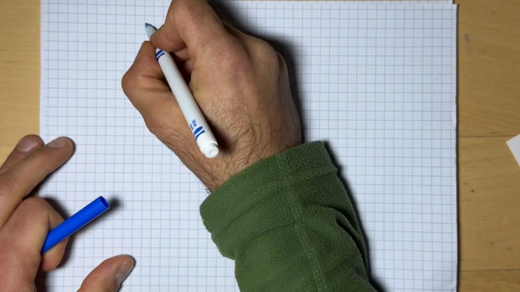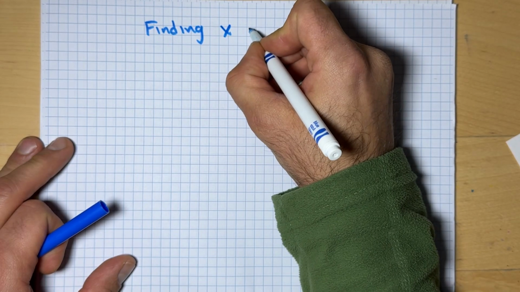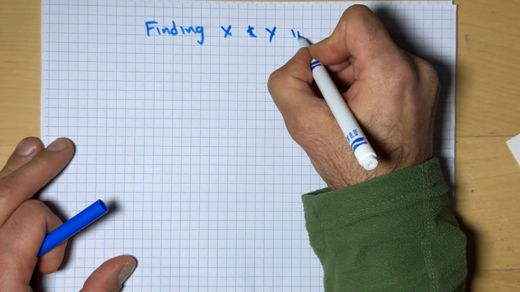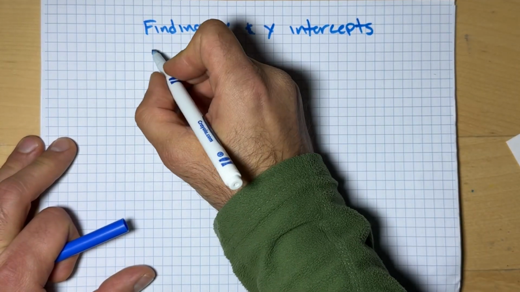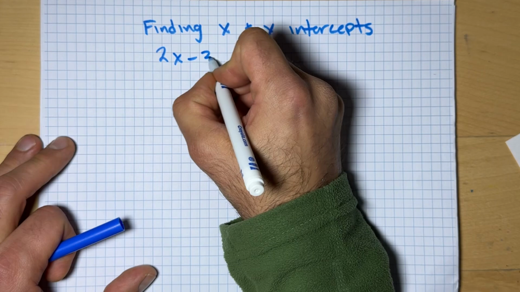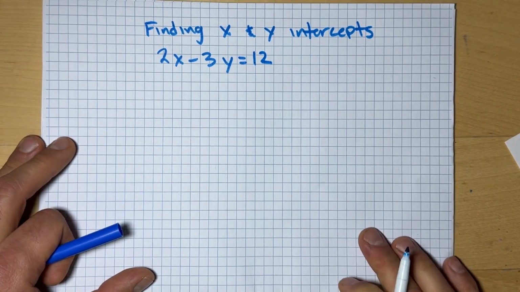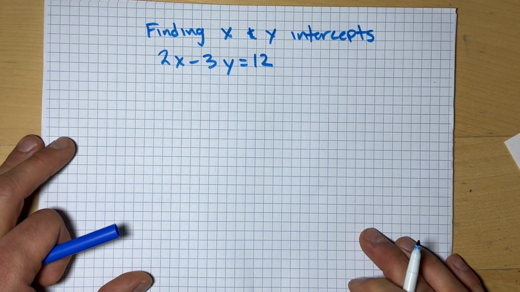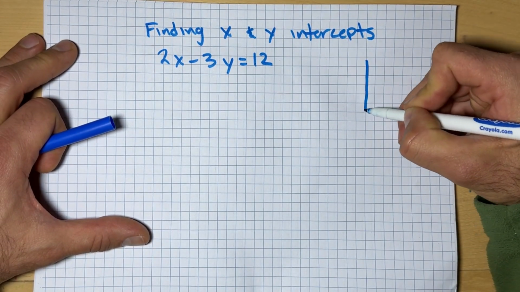Hi, you guys. We want to take a look at how to find the x and y intercepts without a graph. So if I had the equation 2x minus 3y equals 12, what are my x and y intercepts? So first, we'll take a quick review.